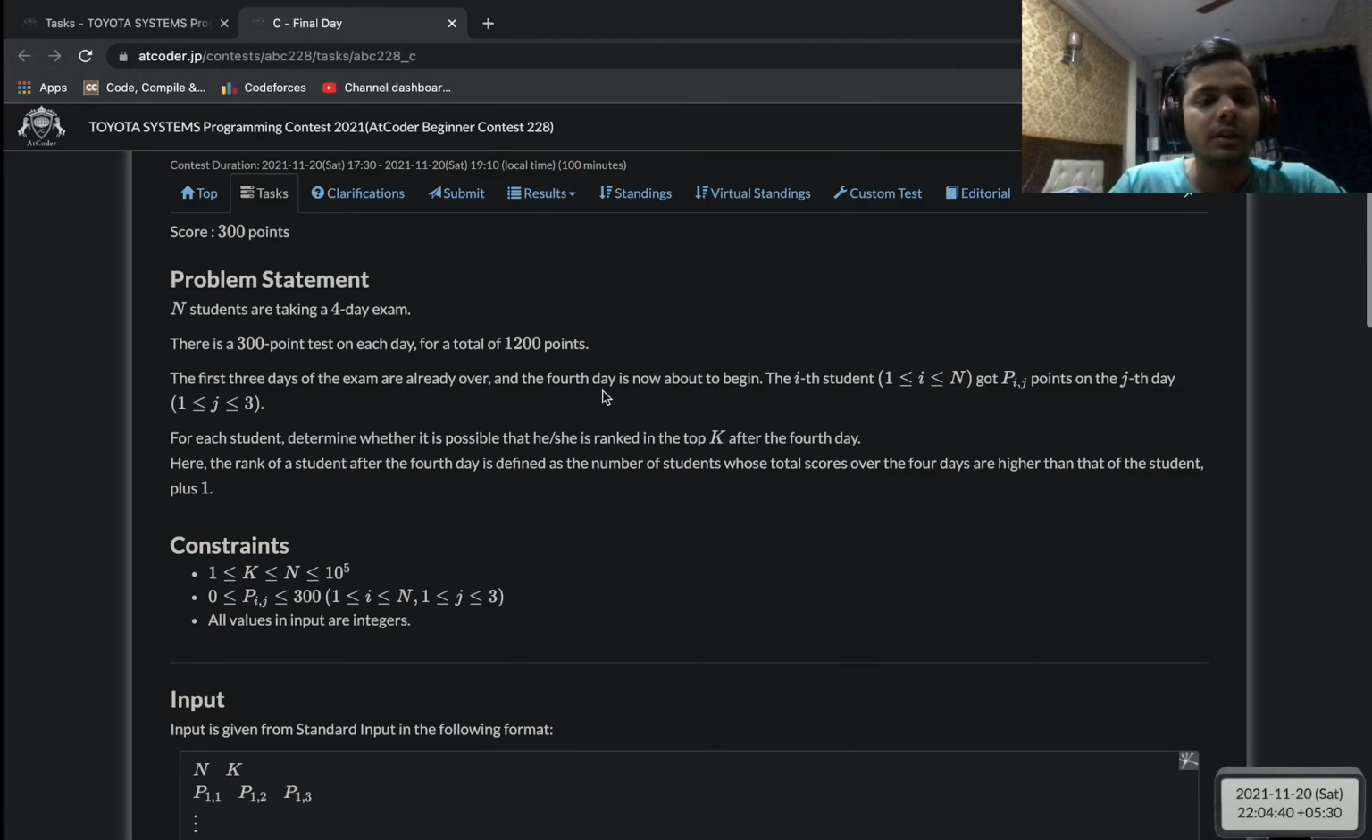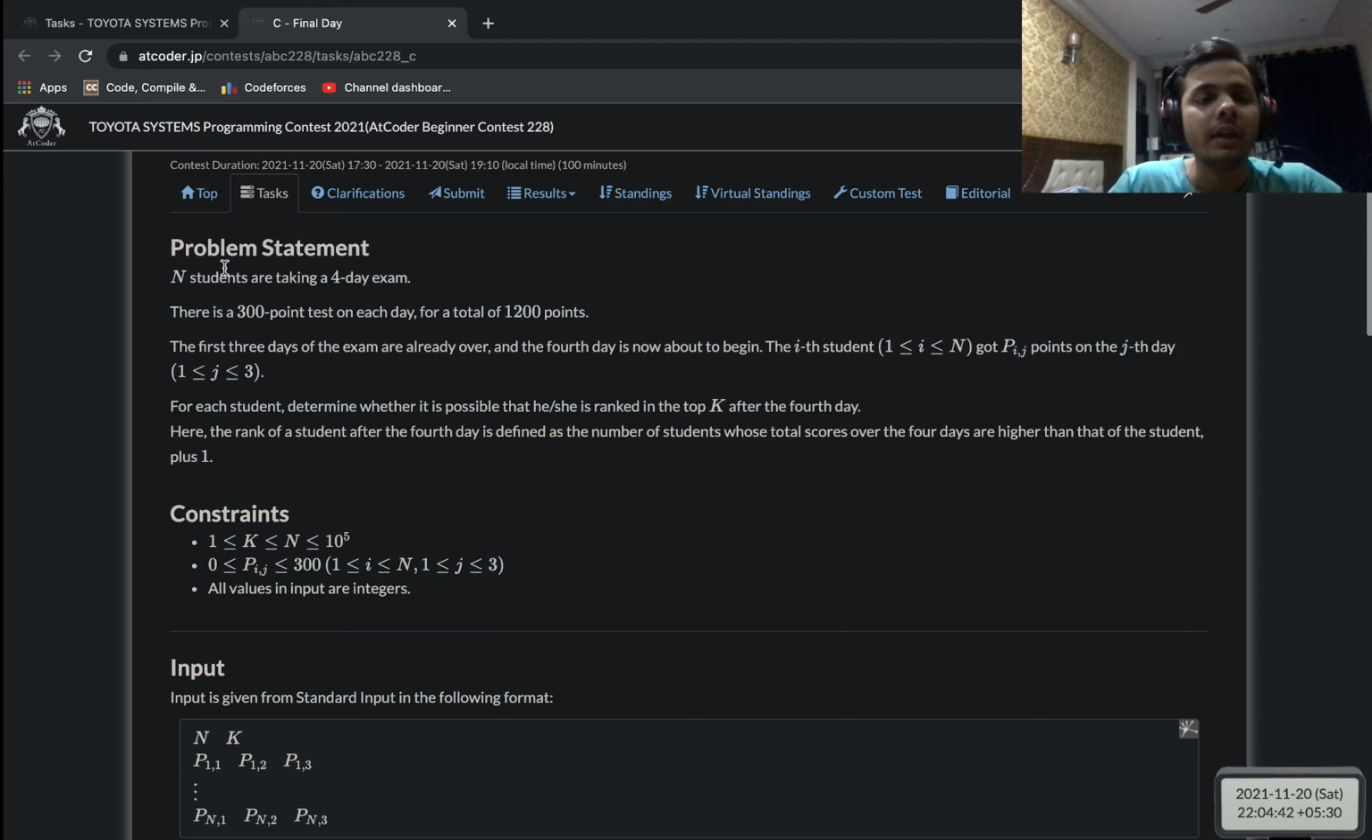Okay, so this is an interesting one. Here there are n students who are taking a 4-day exam, and there is a 300 marks test on each day. So they are basically fighting for 1200 marks, which are distributed into sets of 300 marks each day.